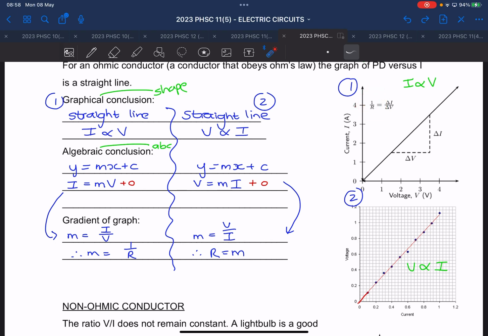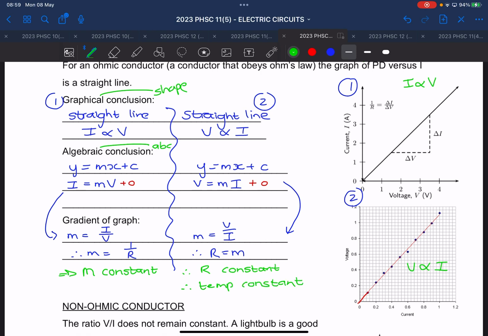Okay, so another thing that we can get from this, as you can see, this is a straight line graph, meaning the gradient is constant. It doesn't change. Meaning the resistance stays the same, meaning the temperature remains the same. Okay, so here we can see for both of them, the gradient is constant, which means that the resistance is constant, which means the temperature is constant.